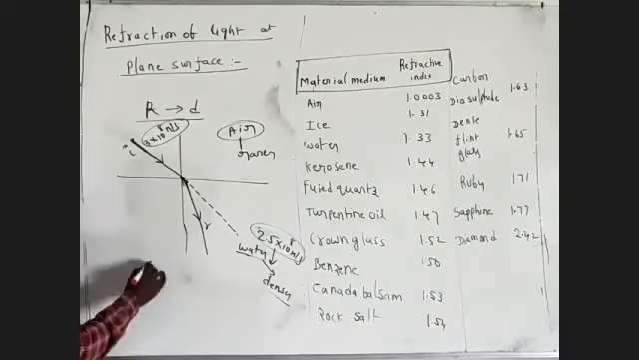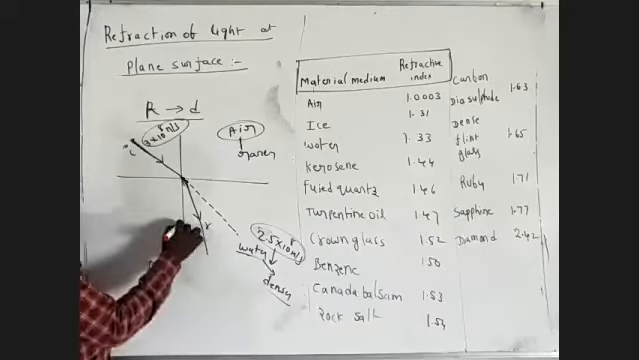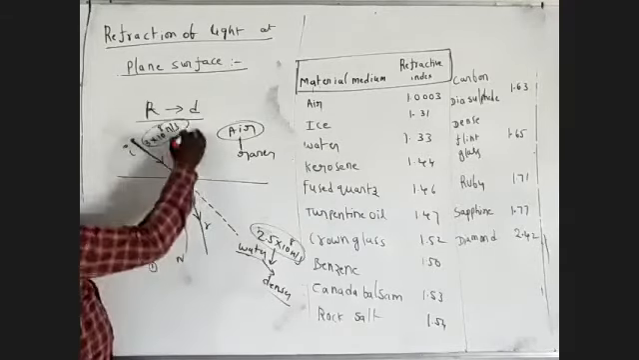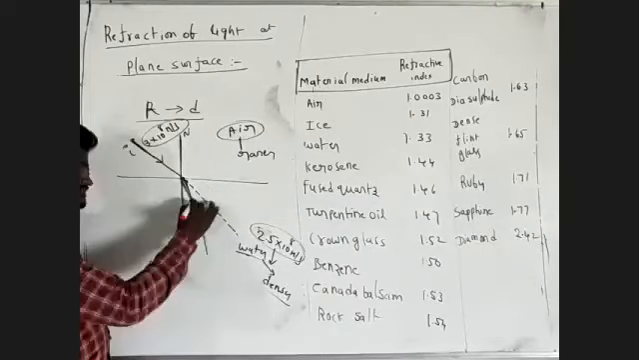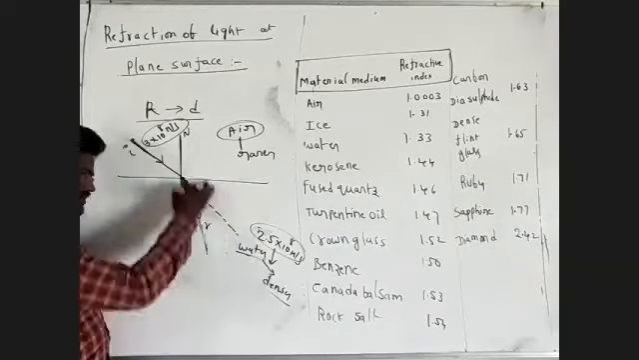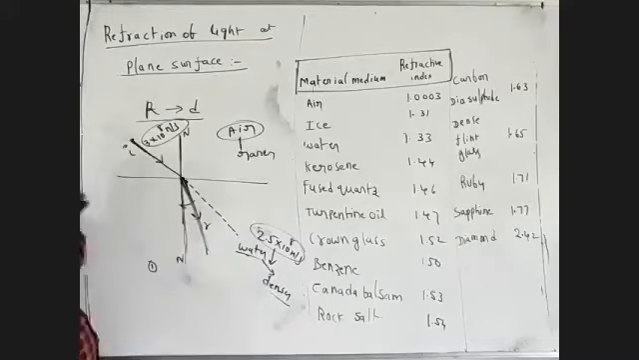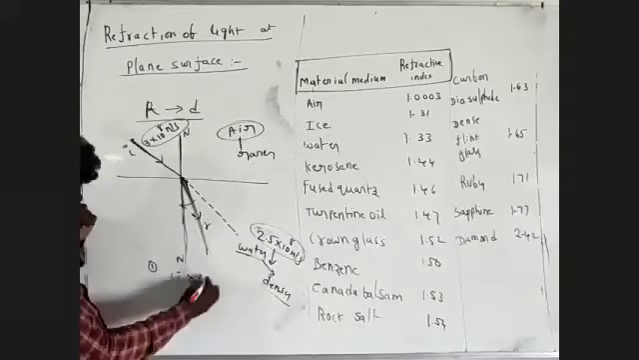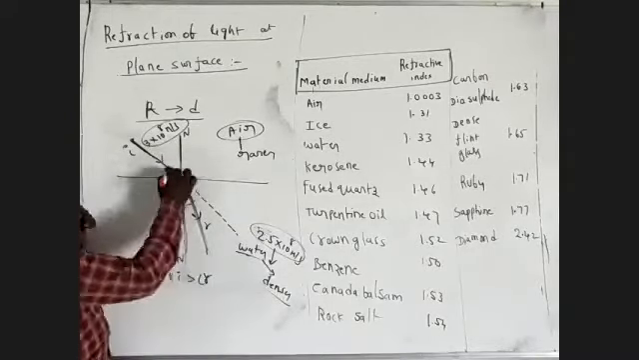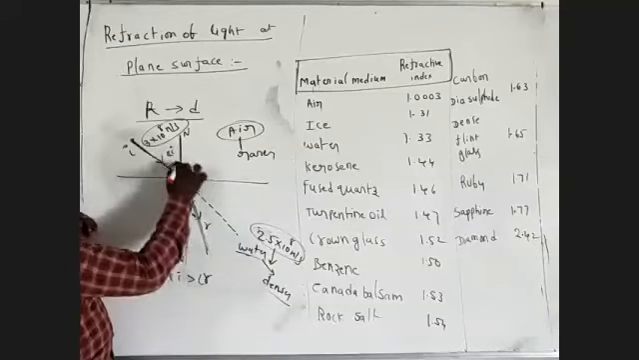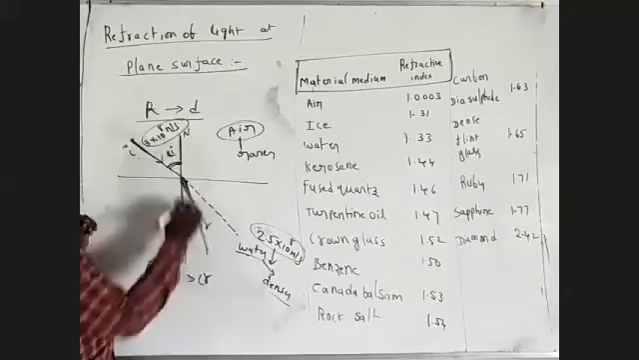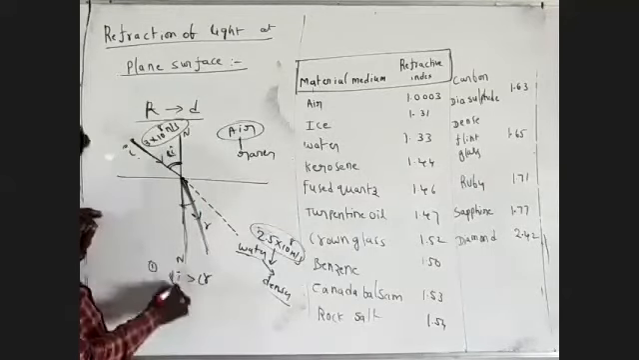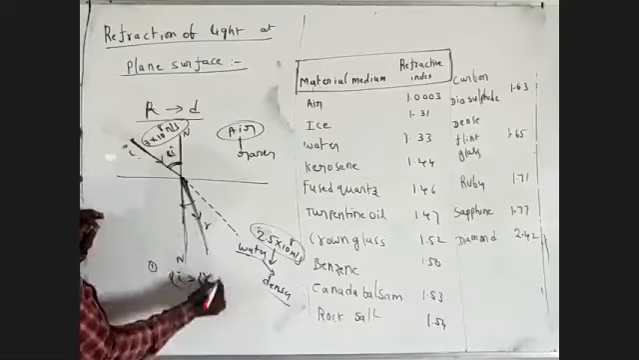Now you'll see the bending of the light. This is a normal line. The refracted ray bends towards the normal. Angle of I is greater than angle of R. Here the angle between N and I is the angle of incidence. Angle of I is greater than angle of R.